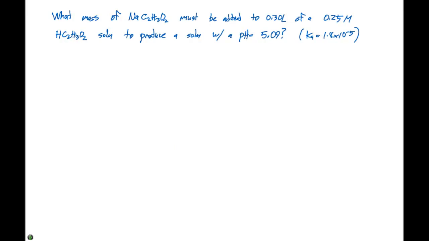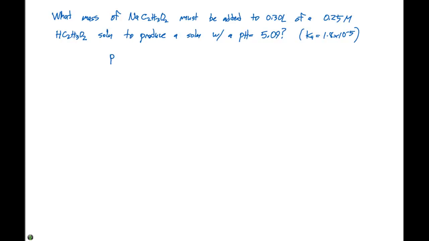So now that we've discussed buffer solutions in pretty good detail, we can do different example problems. In this example problem, we're asked what mass of sodium acetate must be added to 0.030 liters of a 0.25 molar acetic acid solution to produce a solution with a pH of 5.09. And the Ka for acetic acid is given as 1.8 times 10 to the minus 5.